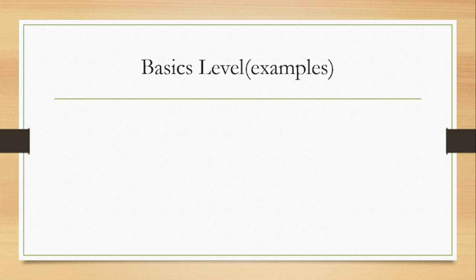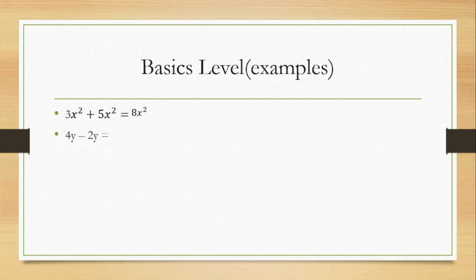So let's continue with the basic level examples, right? For the basic level, the first example is 3x squared plus 5x squared. The variables are the same and they contain the very same exponent, right? So we just add the numbers and keep the variable as it is. So 3 plus 5 is 8, which is 8x squared, right?